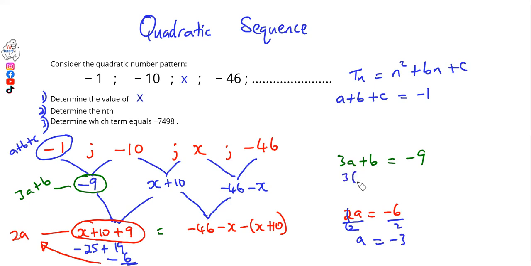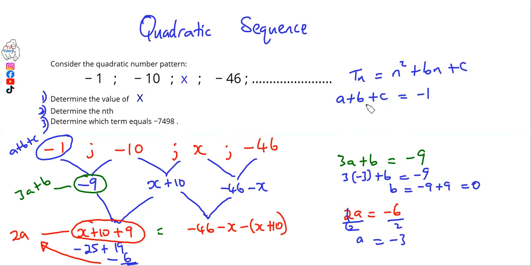Then we're going to say 3 times negative 3 plus b equals negative 9. 3 times negative 3 is going to give us negative 9. If we take negative 9 across, it's going to be positive. So b is going to be equal to negative 9 plus 9, which is equal to 0. Now we have got a and b. We have them. Then what are we going to do? Now it's fine. Now let's move on to the other one.